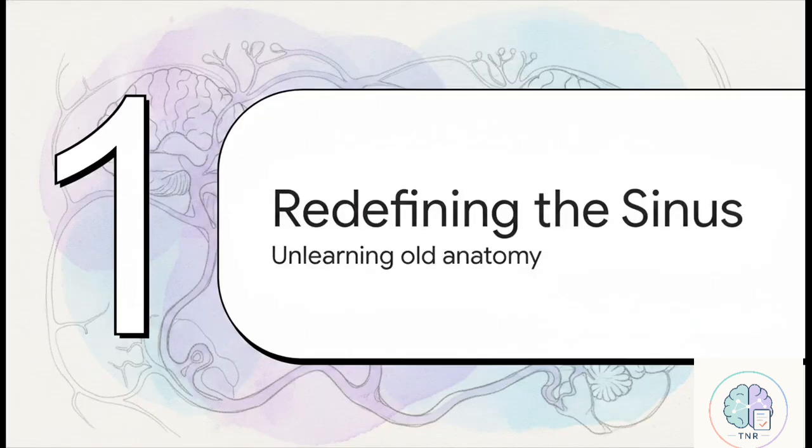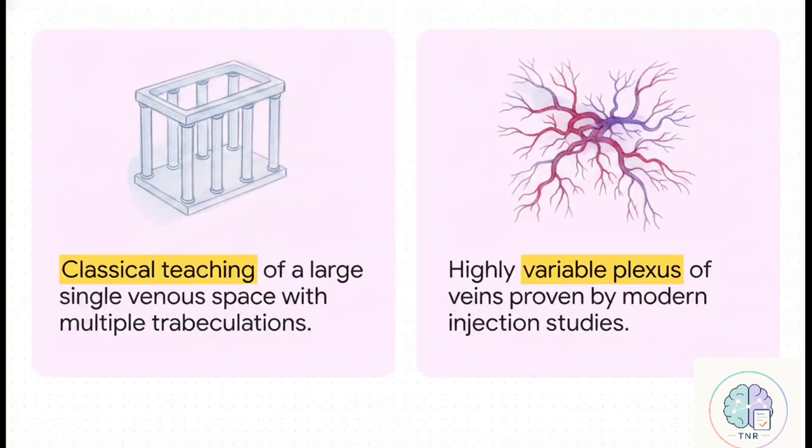Let's kick things off with Section 1, redefining the cavernous sinus. Okay, so this is fascinating because we actually need to dispel a massive medical myth right out of the gate. For years, the classical teaching was that the cavernous sinus was this huge, singular venous space, like a giant lake with multiple trabeculations just passing through it. But the modern reality, it's completely different.